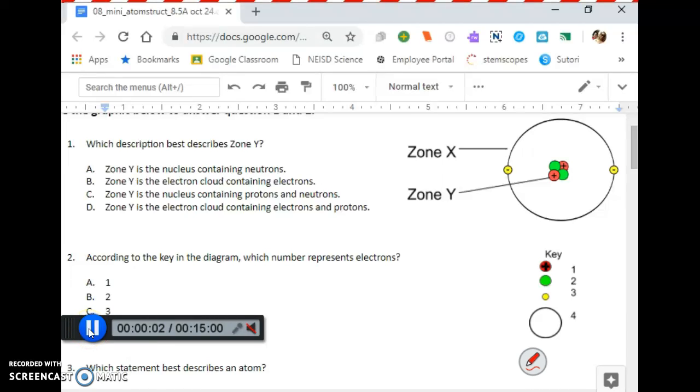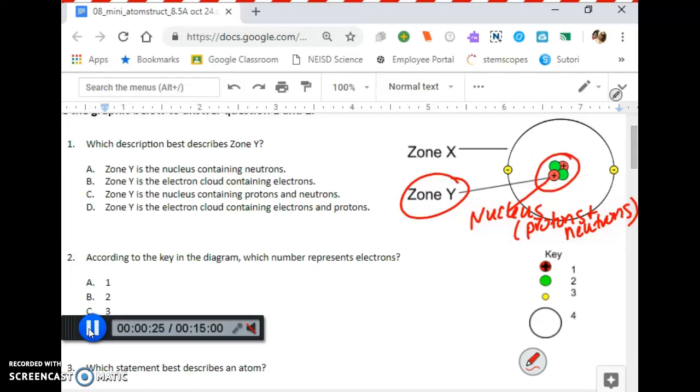Okay, these are the test corrections for the atomic structure test that we took last week. Number one, which description best describes zone Y? Zone Y is right here. It's pointing to the middle of the atom. The middle of the atom is the nucleus, made up of the protons and the neutrons.